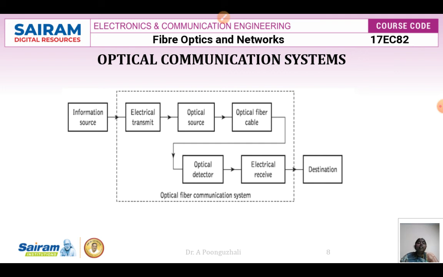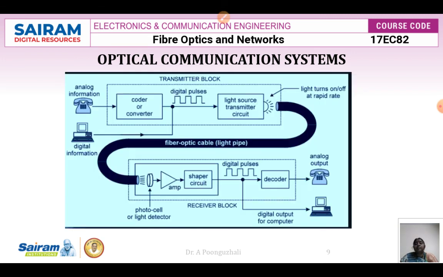It will decode it and we get the electrical signal. This electrical signal is again converted to a voice signal or video signal. Whatever signal we have transmitted is converted and delivered to the destination. The same thing can be explained like this: if it is analog information, I convert it through a coder or converter to a digital pulse. If it is digital communication, I can take the digital pulse straight away. The light source acts as a transmitter circuit, where the light source is nothing but an LED or a laser source.